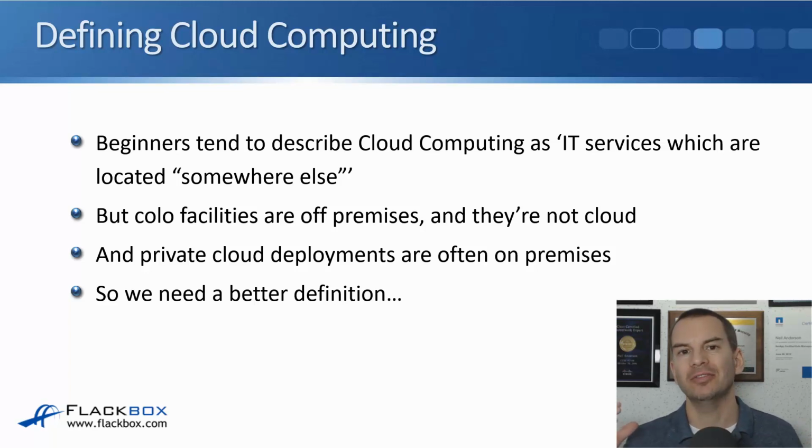So there's a lot of confusion about exactly what cloud computing is. Beginners tend to describe it as IT services which are located somewhere else. I mean, somewhere else is just some vague notion that it's not inside the company building. But colo facilities are off premises and they're not cloud. And private cloud deployments are often on premises. So that definition really doesn't work. We need a better one.